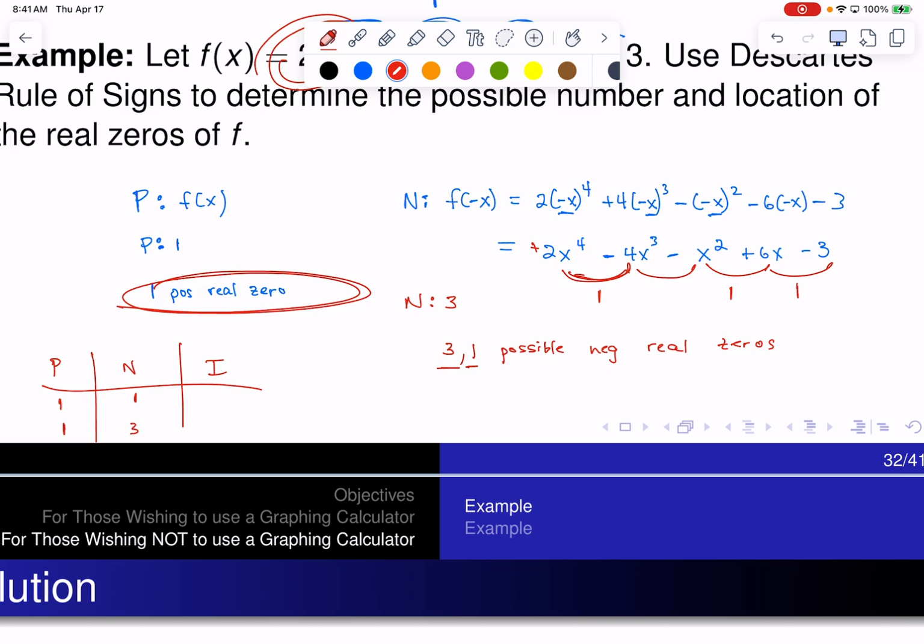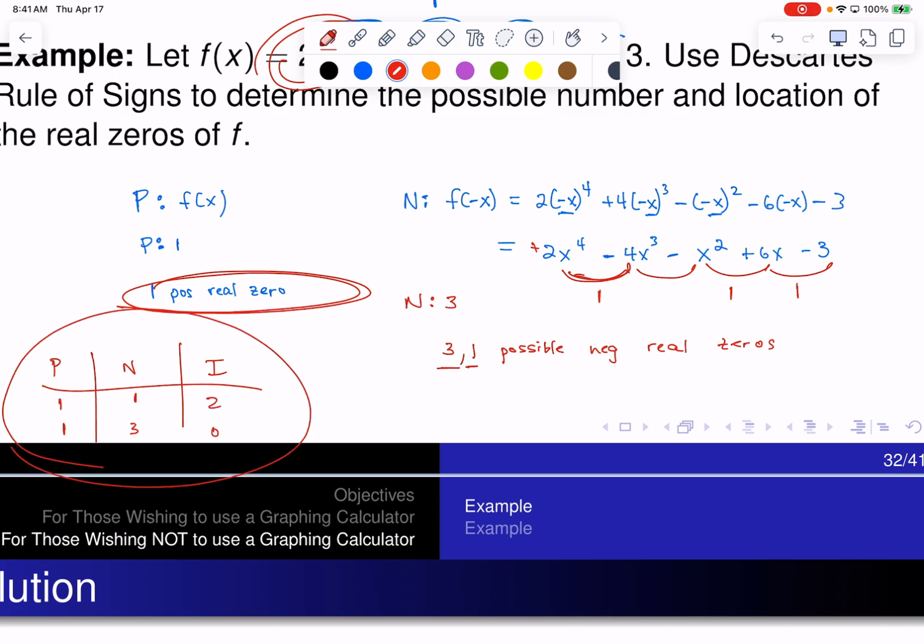Yeah. Now, this has to add up to 4. Does this one add up to 4? Yeah. That means no imaginary. But does this one add up to 4? No. So how many imaginary would there have to be to account for it? There you go. So now you get a summary.